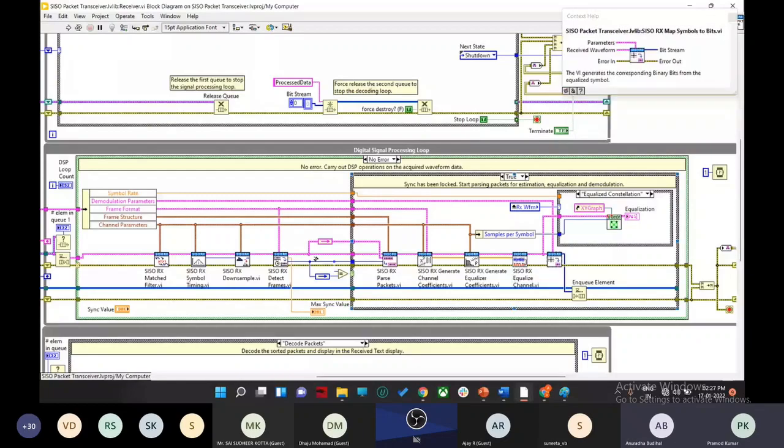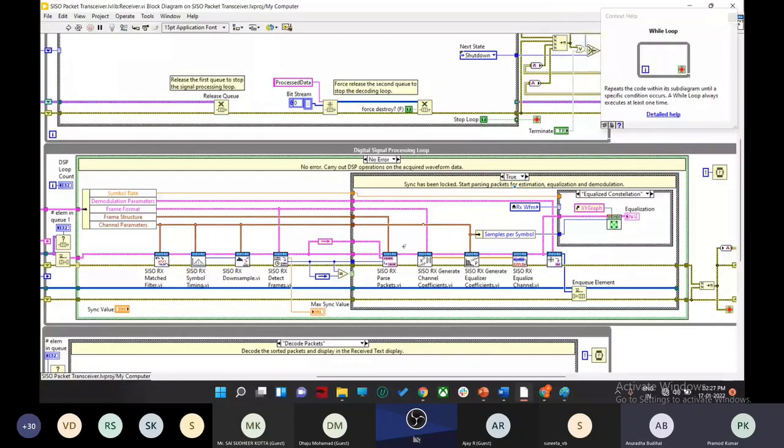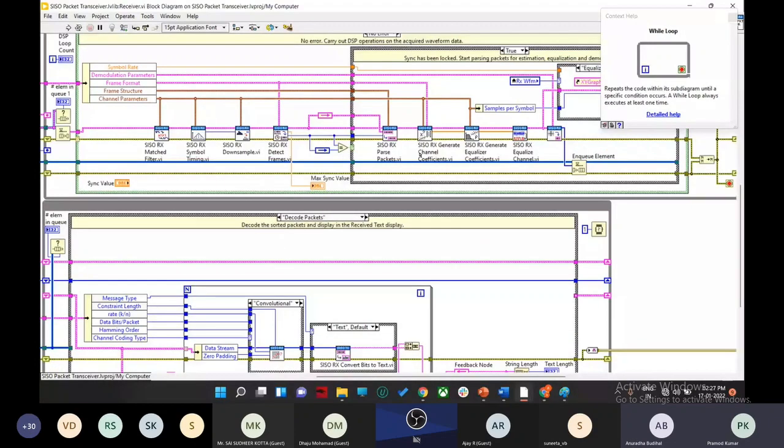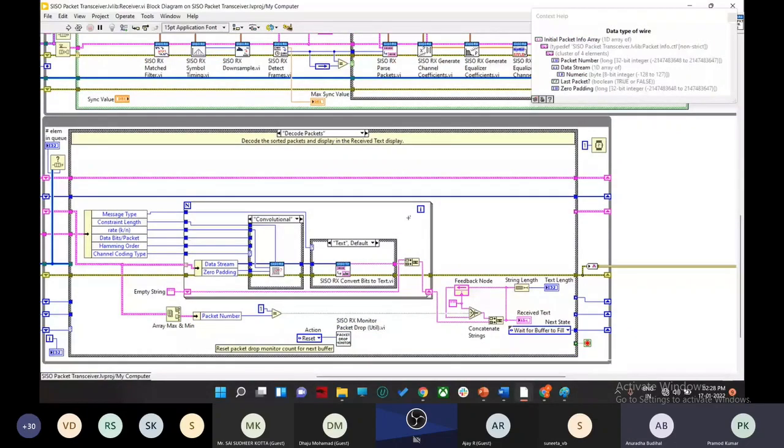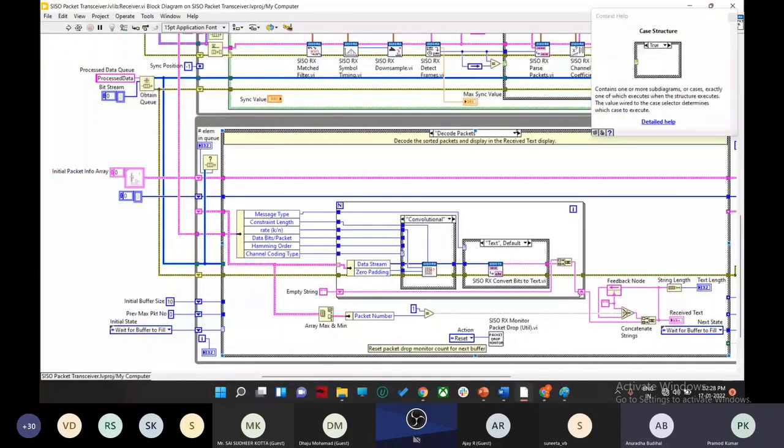So next loop is the decoding loop. As this process takes more time, we created another loop so that the decoding happens in parallel. The first state is wait for buffer to fill. This is very important. Like, as you might know, in YouTube and all, initially the video will not load, it will take some time to load. That is called a buffer. Similar to that, here we wait for the buffer to fill.